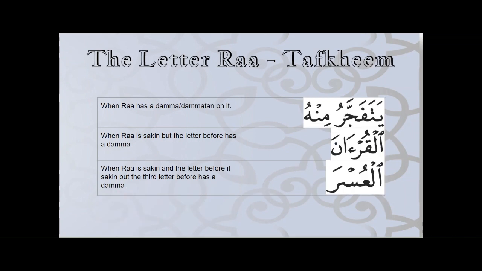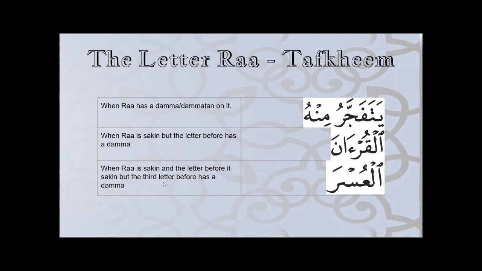Next we have the rules with damma and dammatan. When ra has a damma on it or dammatan, then the ra is going to be pronounced with tafkhim. Yatafajjaru minhu, yatafajjaru. This ra damma is going to be heavy. Next we have when the ra is sakin, but the letter before it has a damma. So this is qaf damma, ra sukun, qur. This ra is going to be pronounced heavy.